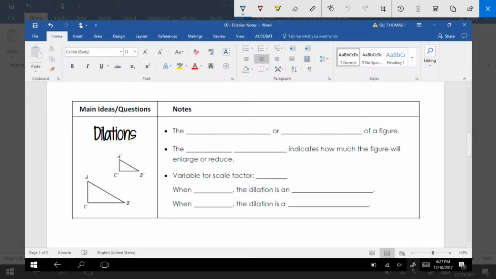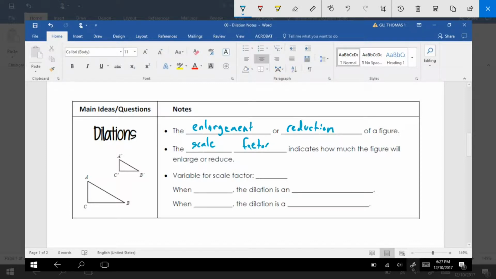That's what dilations are. It is the enlargement or reduction of a figure. An enlargement or reduction of a figure. So the scale factor indicates how much the figure will enlarge or reduce. It pretty much tells you how much bigger, how much smaller our figure is going to be.